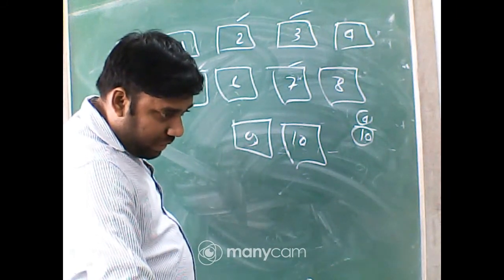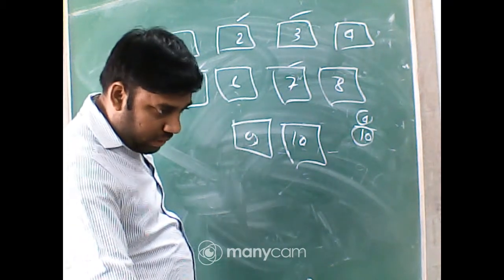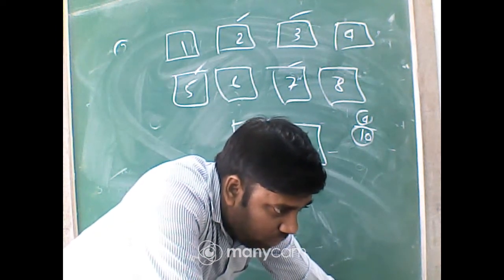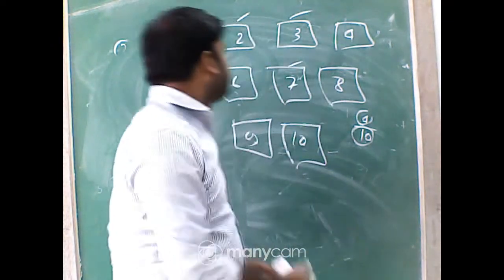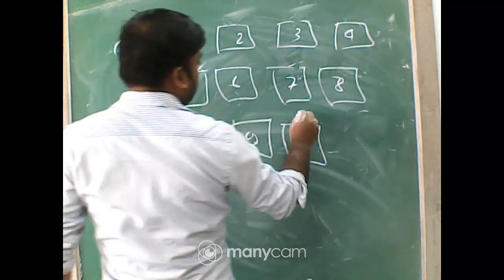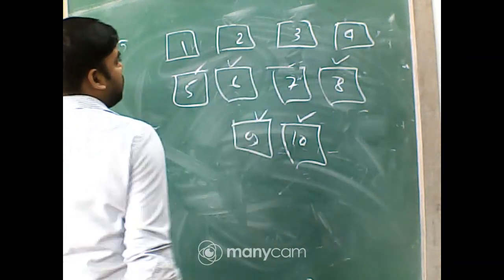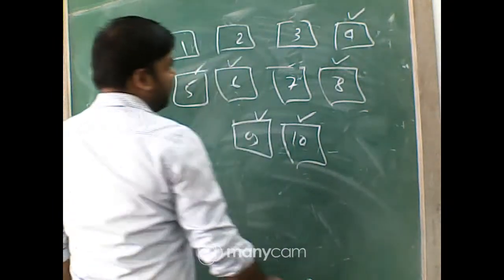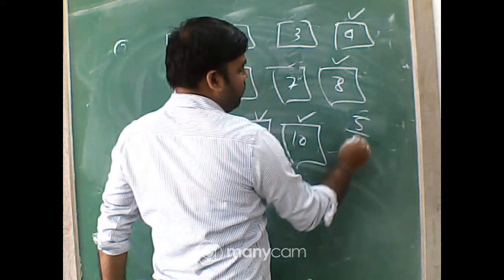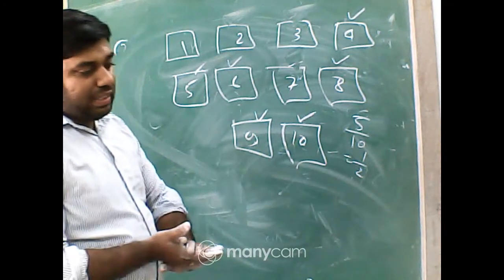Rajanna has written 6 by 10, Amrita has written 5 by 10. Okay, anyone else? 5 by 10 is okay. Nafisa, what is 5 by 10? Okay, look at the board. How many composite numbers are there? 10 is a composite number, 9 is composite, 6 is composite, 8 is composite, 4 is composite. So how many are there? 1, 2, 3, 4, 5. So 5 by 10, that is 1 by 2. Okay, students, it is clear.